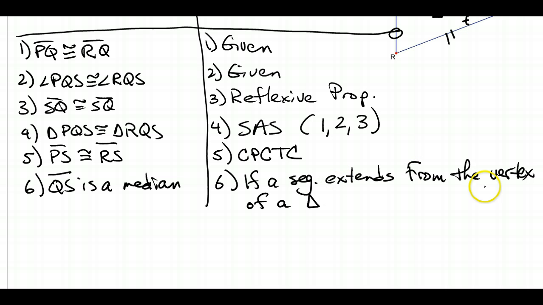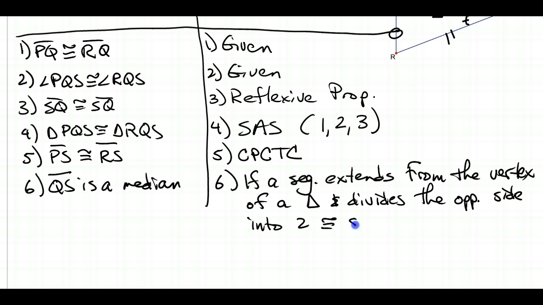So if a segment extends from the vertex of a triangle and divides the opposite side into two congruent segments, then it is a median.